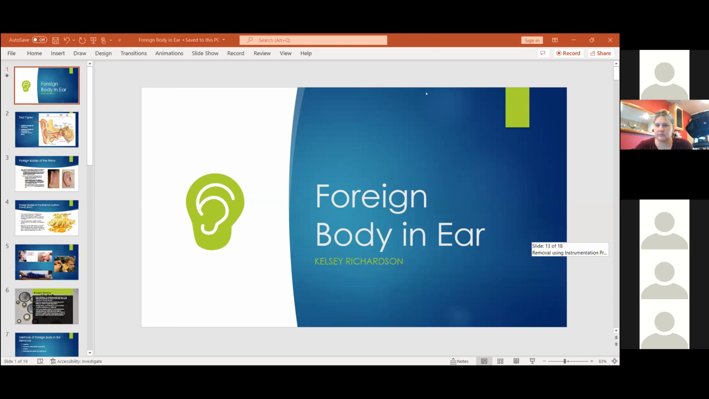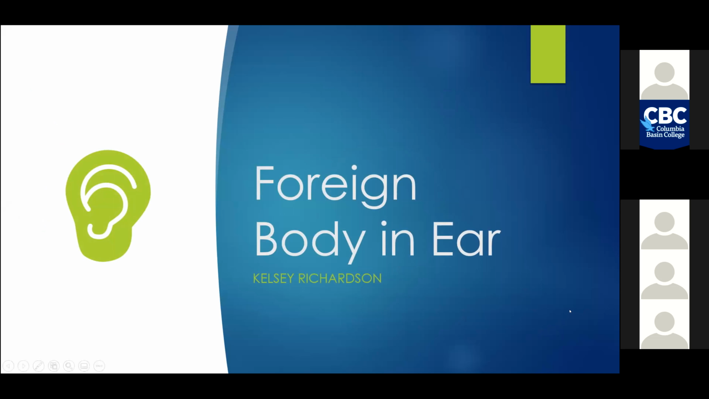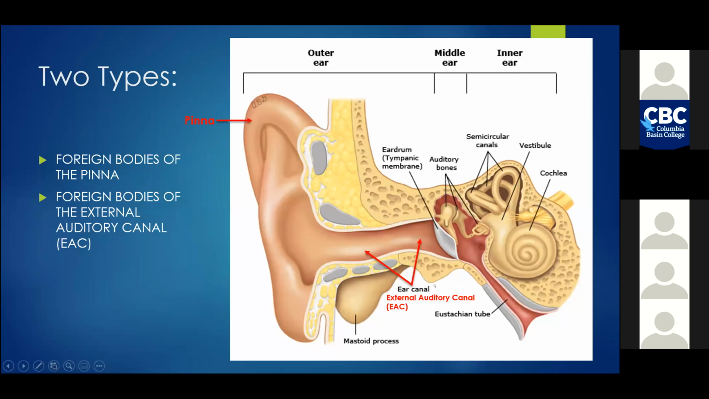Okay, hi guys. Let me go to full screen here. Okay, so I have foreign body in the ear, which is just an object in the ear that doesn't belong there. And today I'm going to talk about two types. Foreign bodies in the pinna, this external part, and then foreign bodies of the external auditory canal, which is right in here.